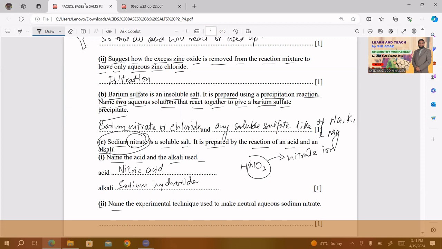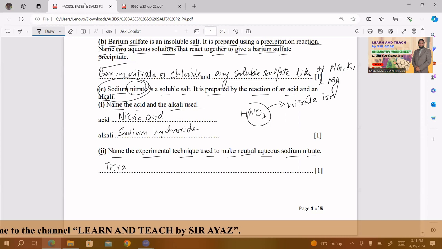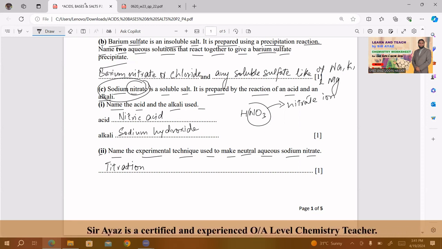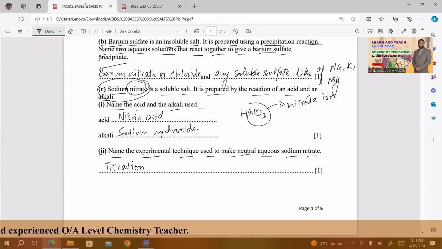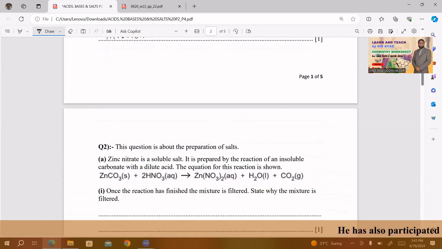Number 2, name the experimental technique used to make neutral aqueous sodium nitrate. The technique is known as titration. So I will write titration. Here you involve the reaction of dilute metal hydroxide, which is an alkali, and dilute acid. In this case, it's nitric acid.